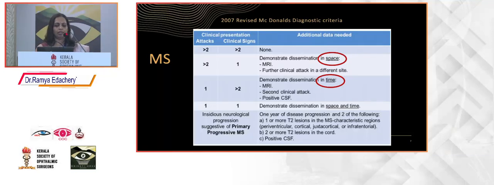I am not going into the details, but you should know two terms. That is dissemination in space and dissemination in time. Dissemination in space means you have different lesions in different locations. Whereas dissemination in time means you have lesions of different ages. The previous MRI can be normal and a new lesion appears. Or in the same MRI, there is a lesion which is enhancing and one which is not enhancing. That is suggestive of an old lesion.